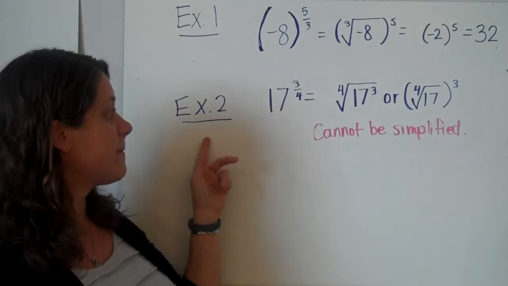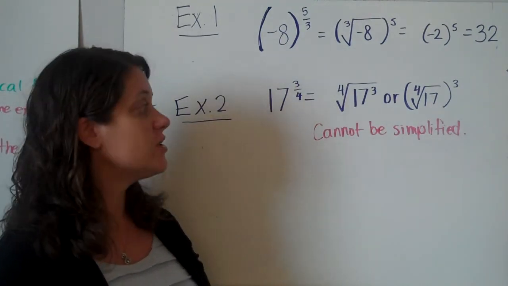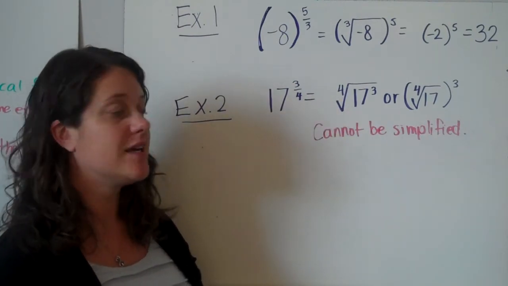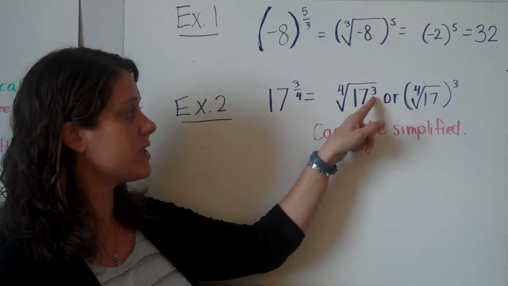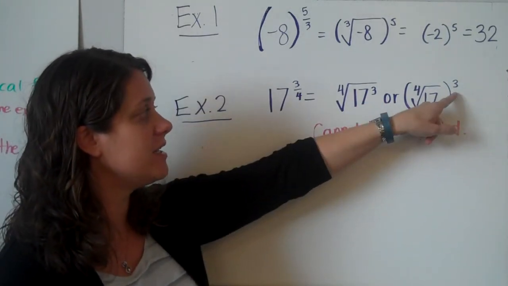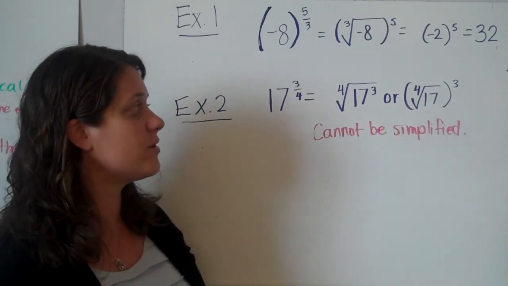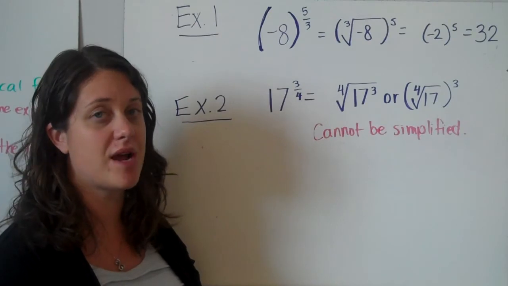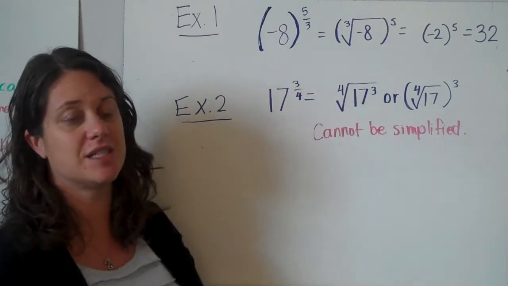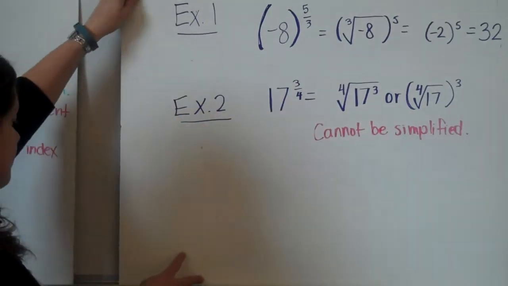On the second example, we have 17 to the 3/4. The 4 becomes the index, and the 3 becomes the exponent. Remember, we can write it either way. It could be inside or it could be outside. On this one, that cannot be simplified. There's no 4th root of 17 because 17 is a prime number, so it can't be simplified further. You could give the answer as either of those.